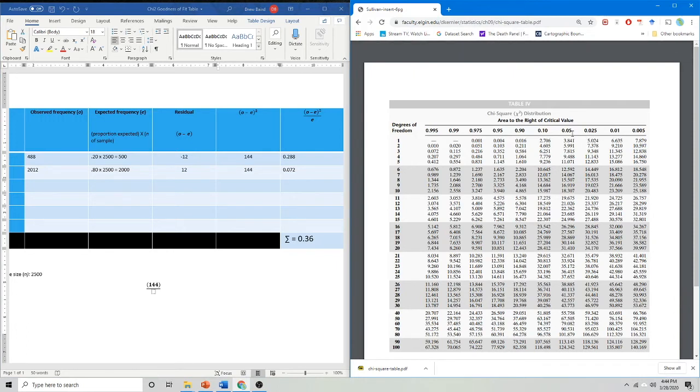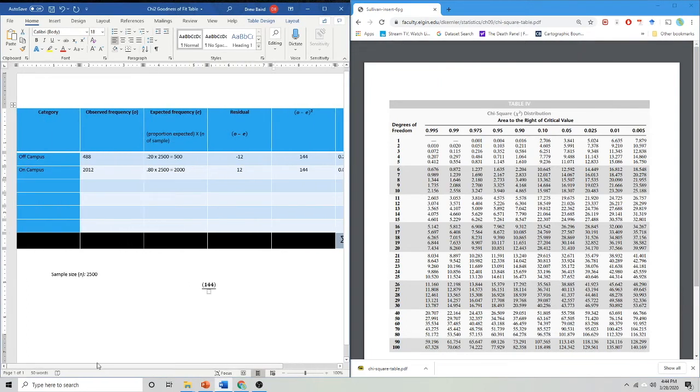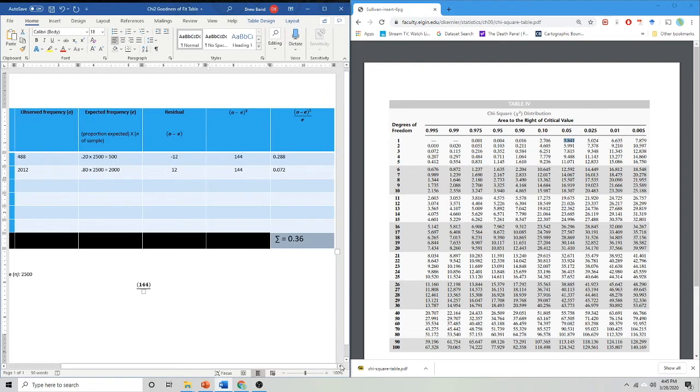We have even fewer degrees of freedom here because unlike the last example where we had 3 categories, now we only have 2. So we only have 1 degree of freedom. So we're going to do 0.05 alpha. And our critical chi-square value is 3.841. Now the chi-square value that we got is 0.36. Way smaller than 3.841. And so it looks like we would not be rejecting the null hypothesis in this instance.